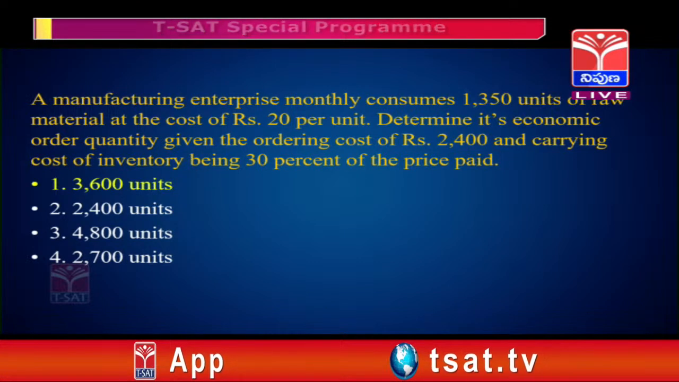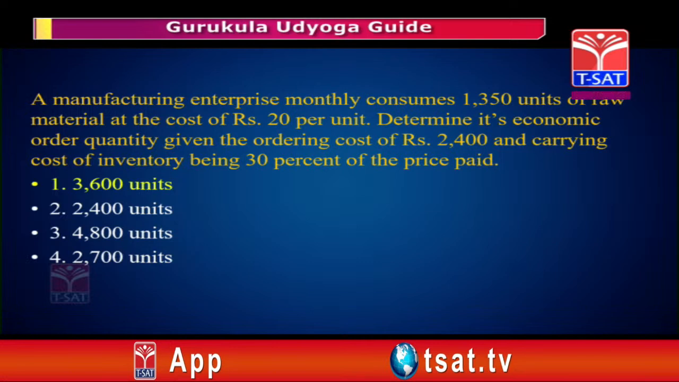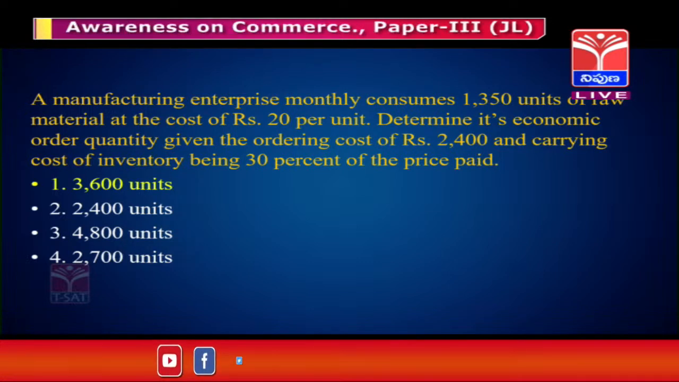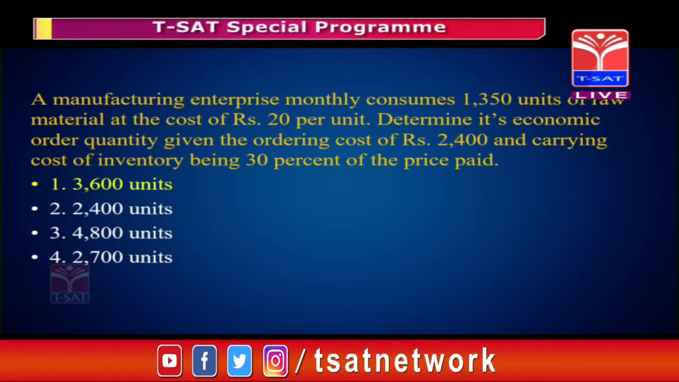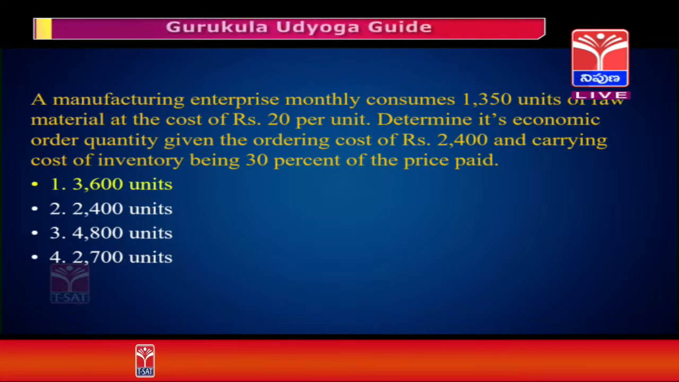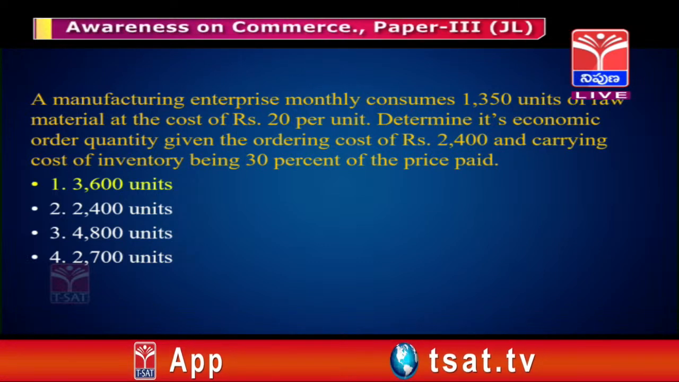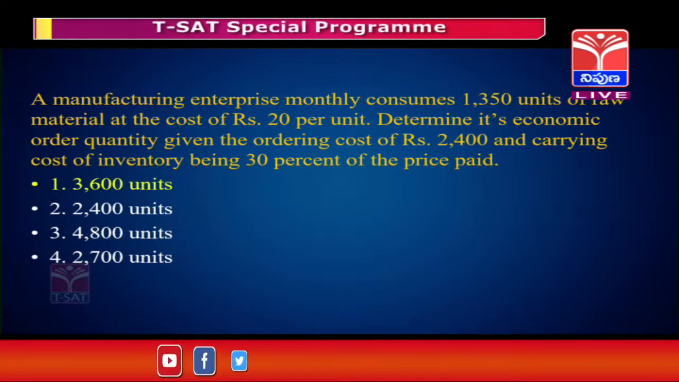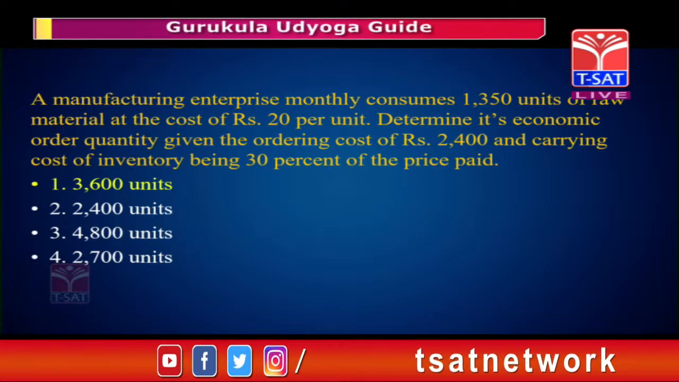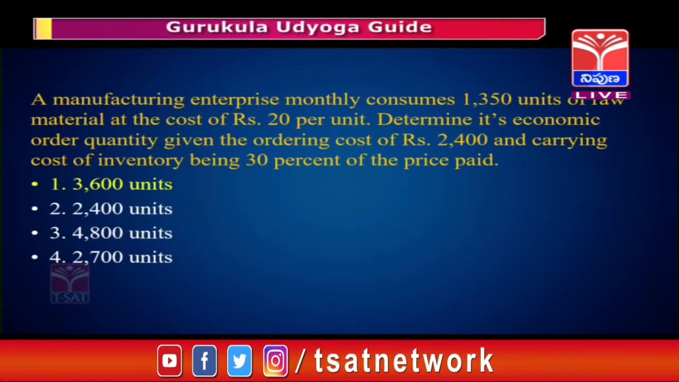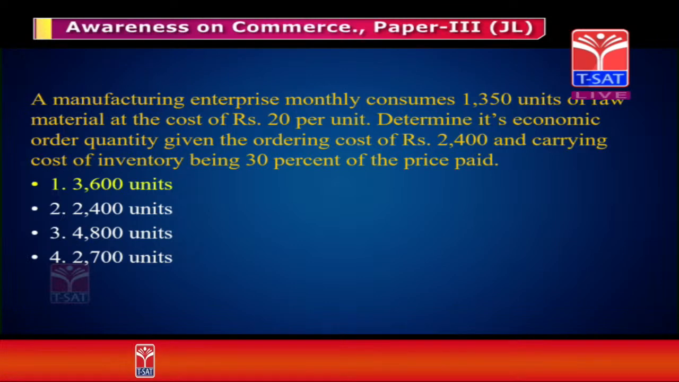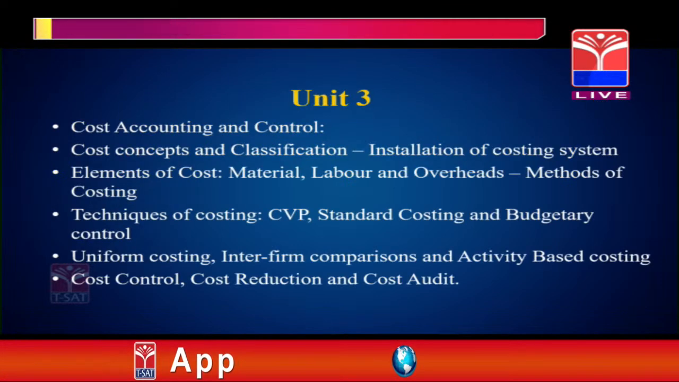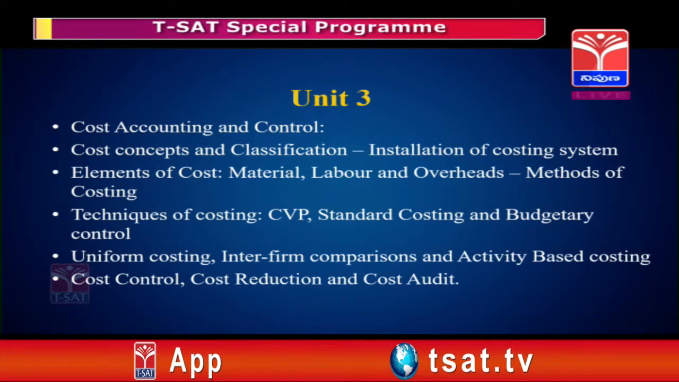So here, first the consumption is multiplied by 12. Then the raw material cost is 20 rupees. He says inventory cost is 30%. 30% of what? 30% has to be calculated on the price per unit. What is the price per unit given? 20 rupees. So 2 into 16,200 into 2,400 divided by the inventory cost. Inventory cost is 30% of 20 rupees, which gives you 6 rupees. Under root of this calculation will give you 3,600. So EOQ here is 3,600.